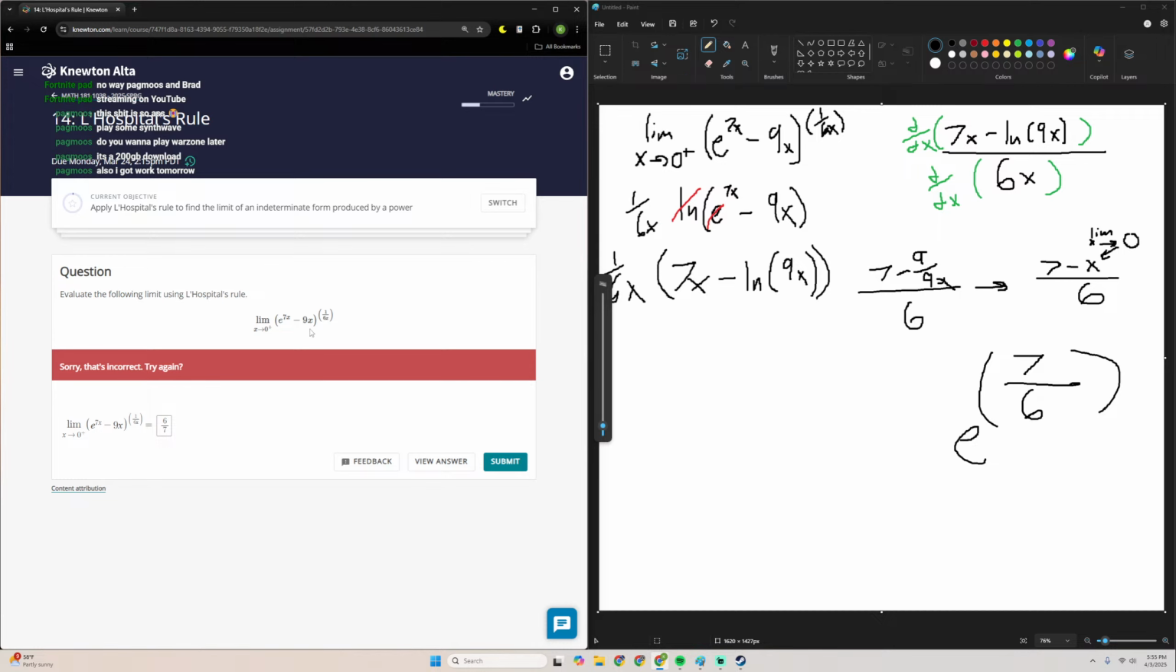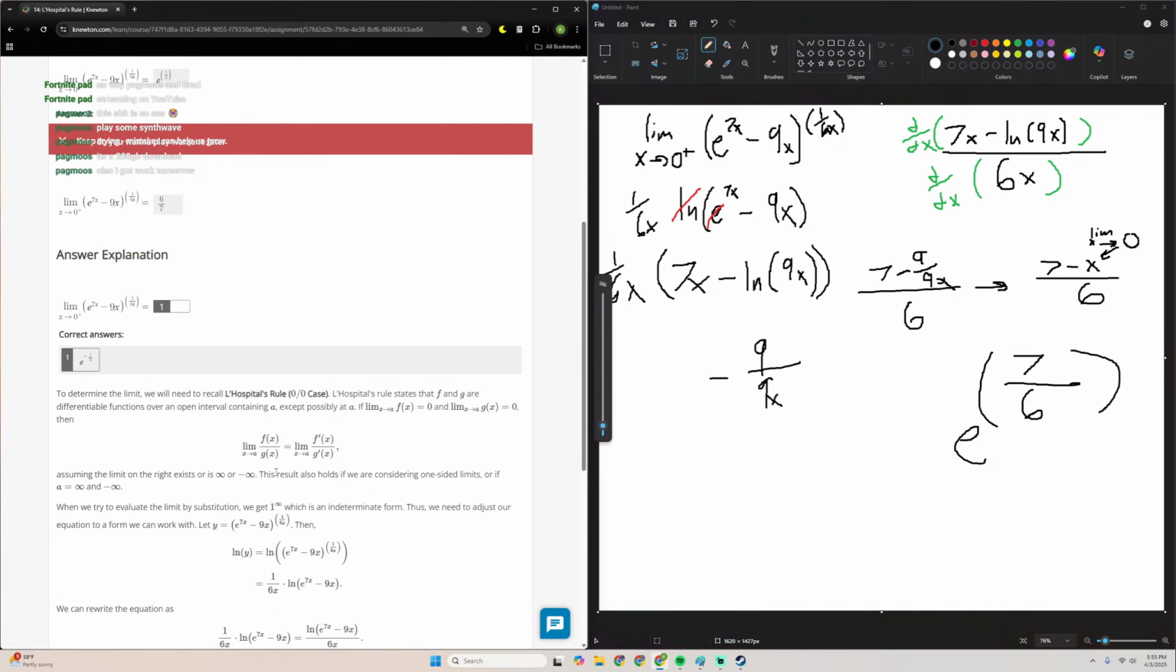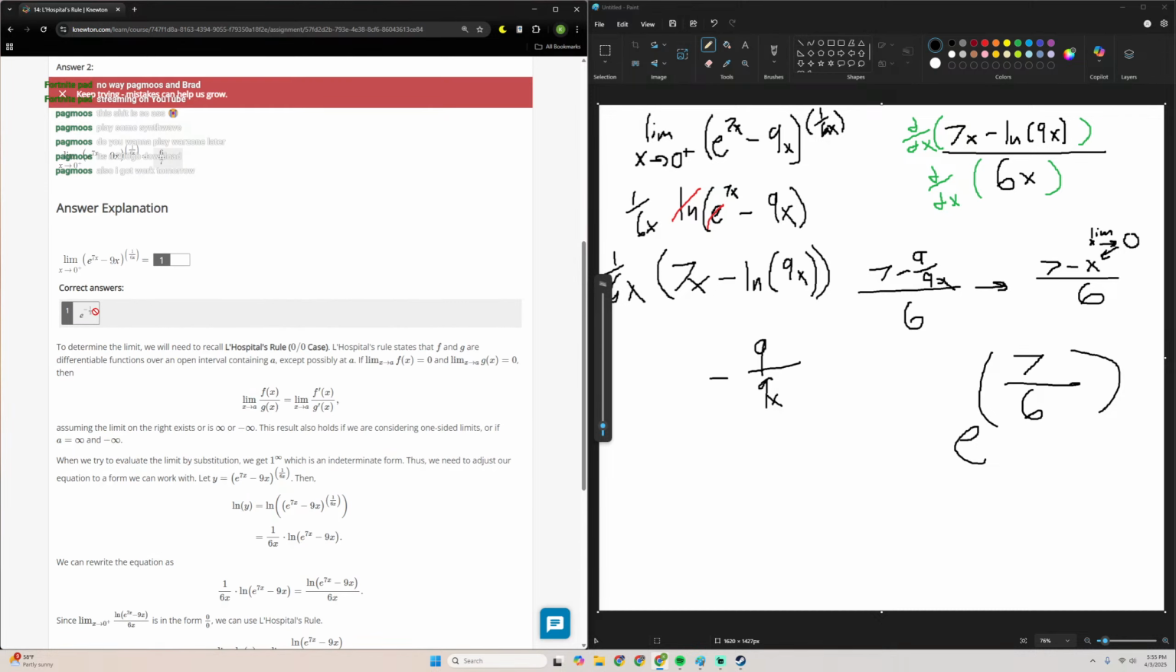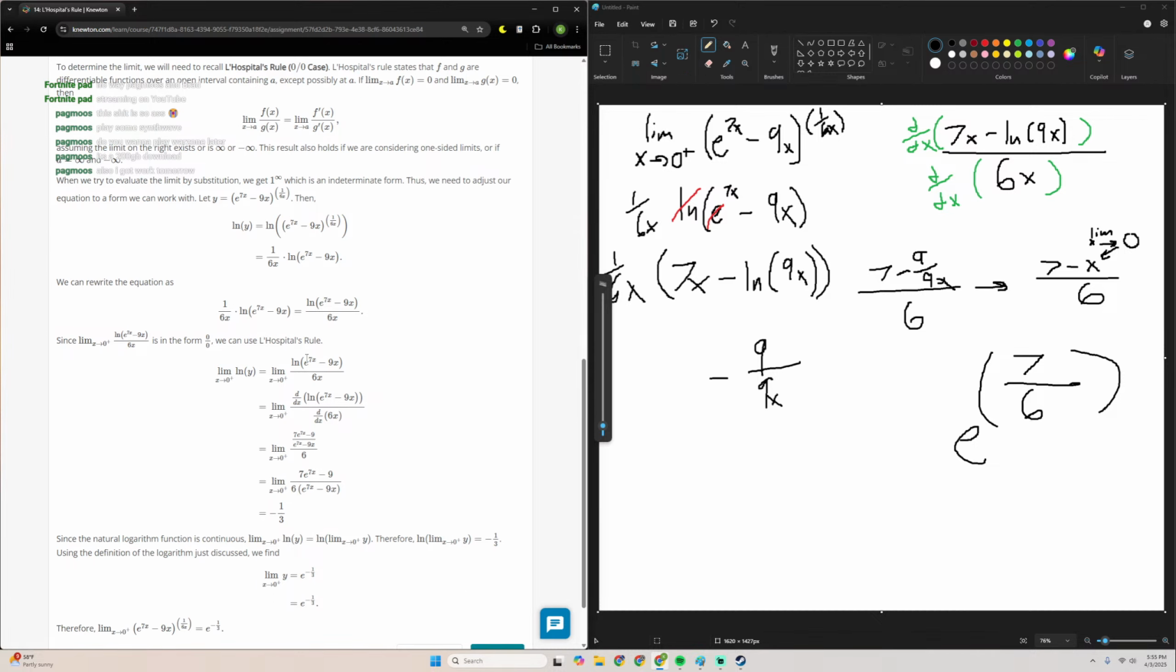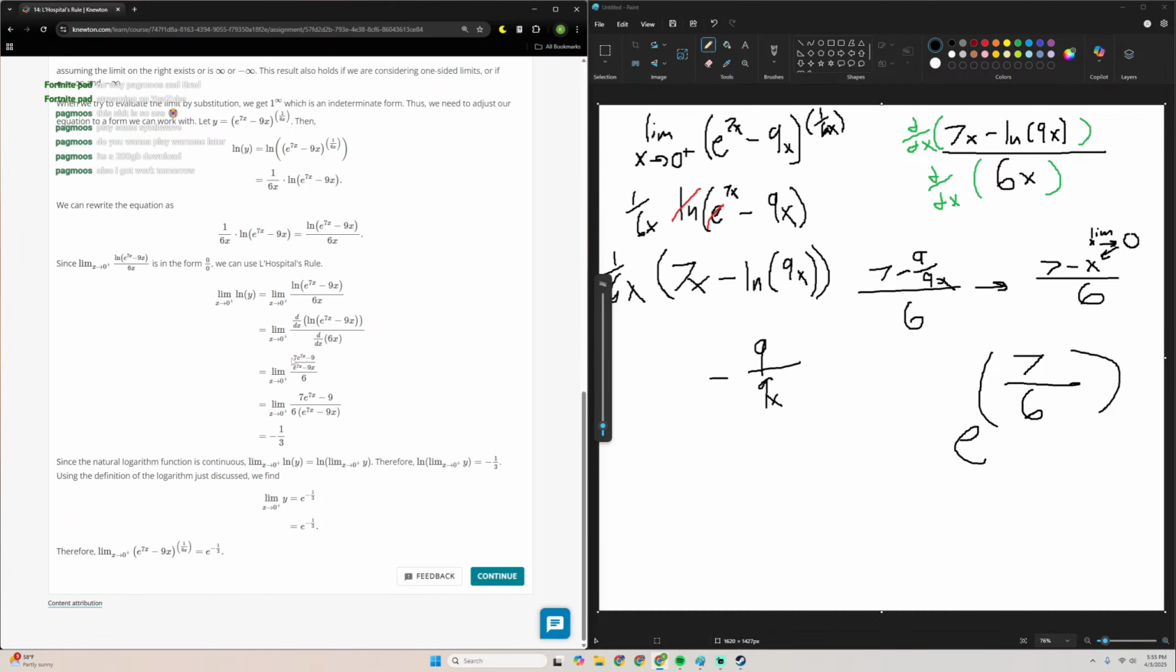Yeah, 7x minus ln of 9x. 9x is just 9x over 9 as a derivative. Minus that should be that. Yeah, it's both wrong. What did I do wrong? 1 over 3? How did I get that? This becomes this, becomes that. Divided by 6x, yeah, blah blah.